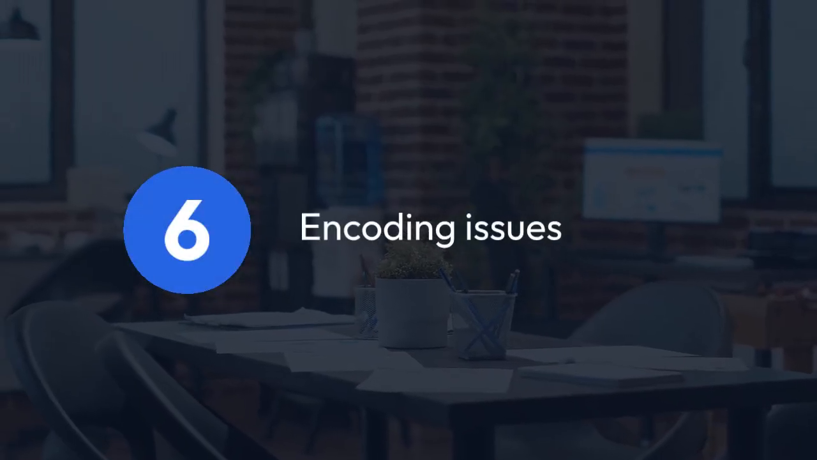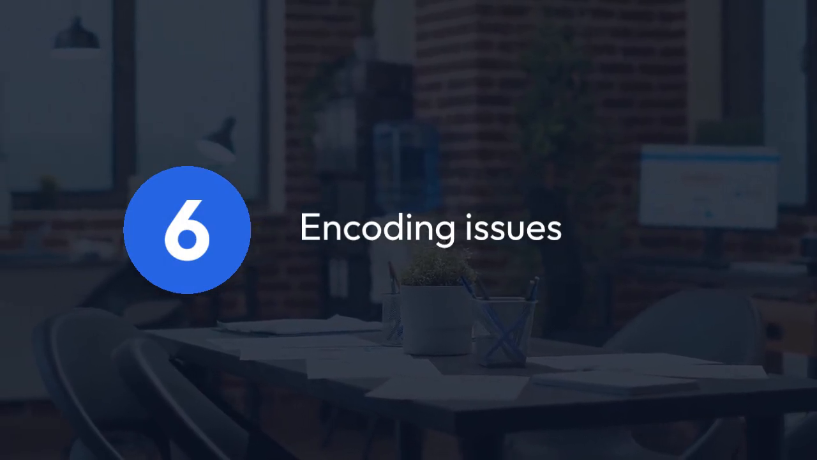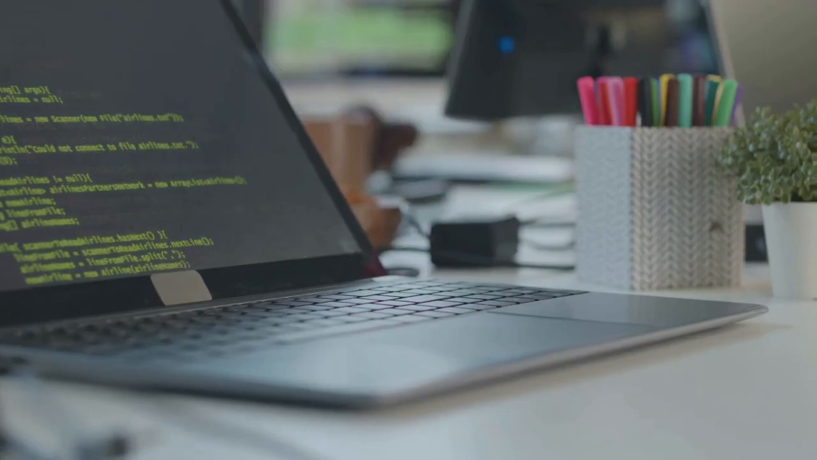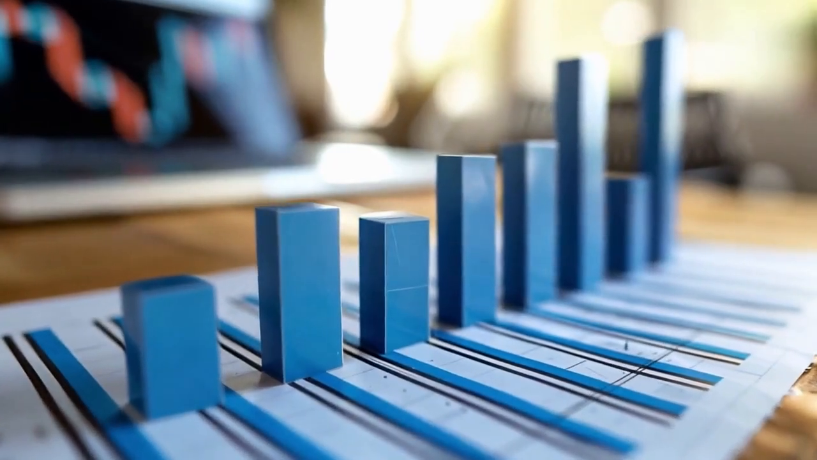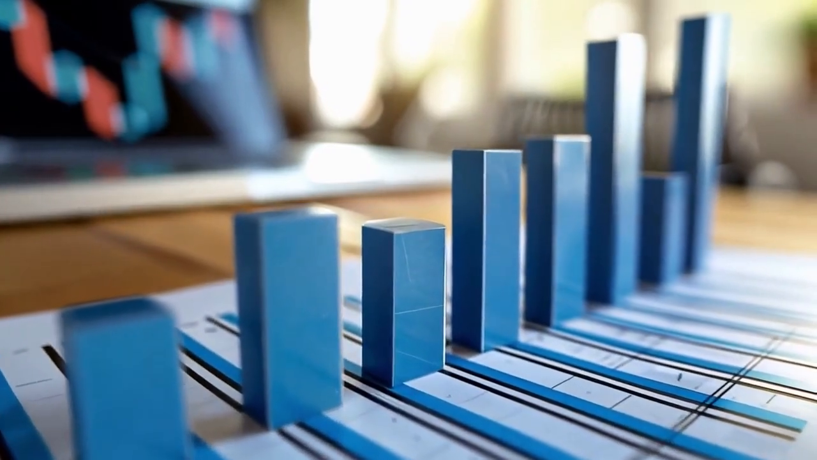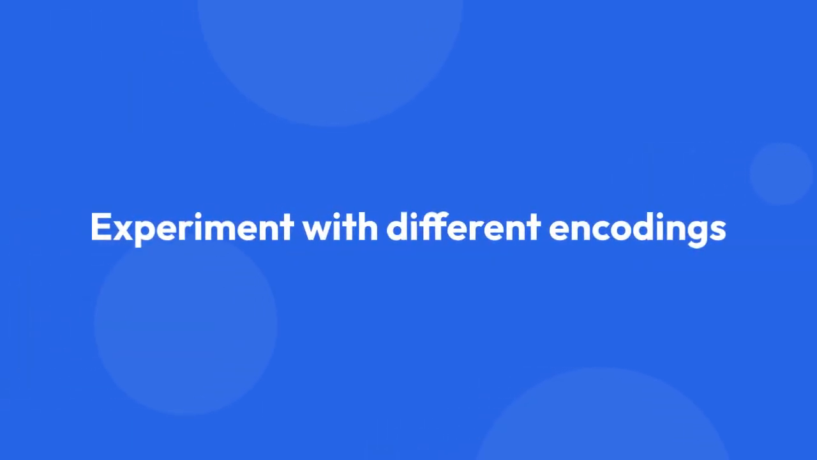6. Encoding issues. Sometimes the file encoding might be incompatible with Pandas' default settings. Try specifying the encoding using the encoding parameter. Common encodings include UTF-8, Latin-1, and CP1252. Experiment with different encodings if the default doesn't work.